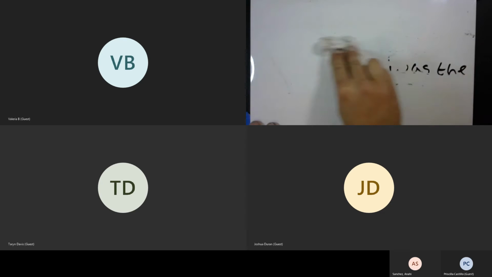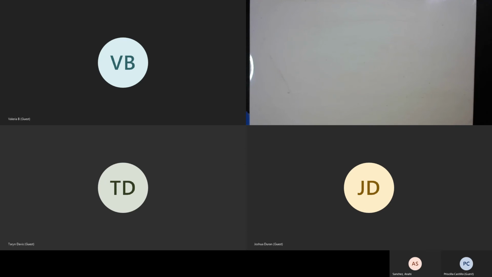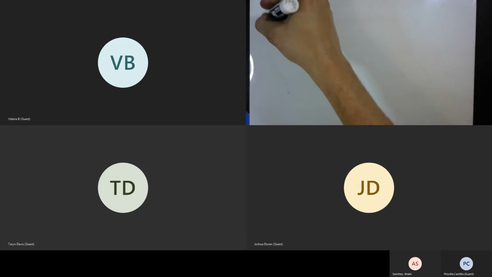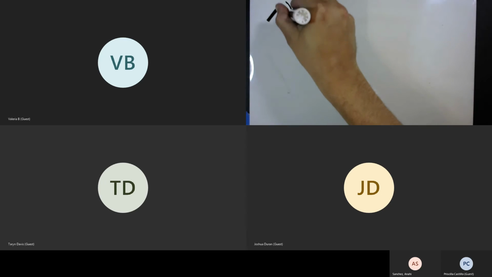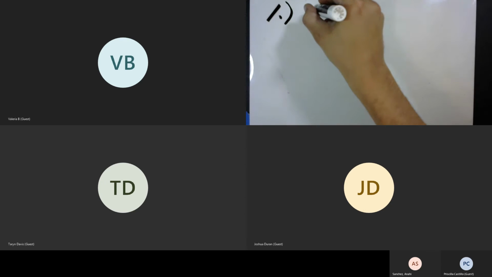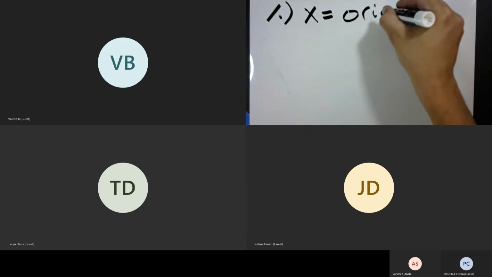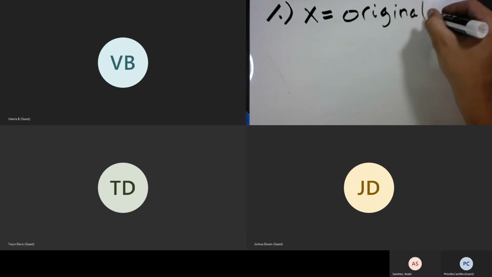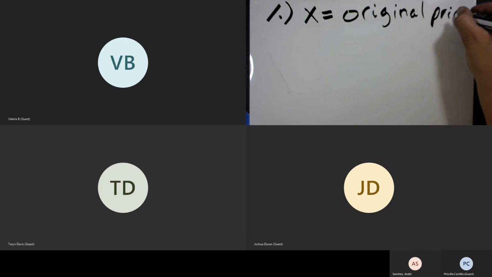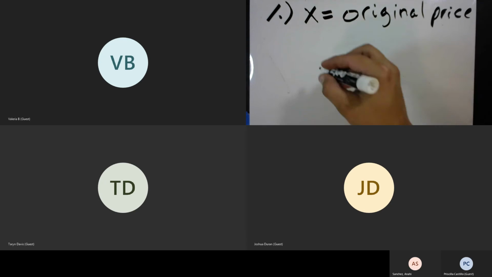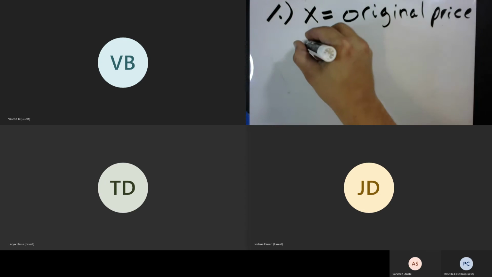So for number 1, let X be the original price. So that's the thing that's unknown. That's what we're looking for. Now there's other information that is known. The percent discount.